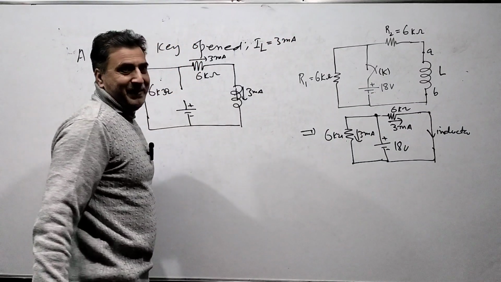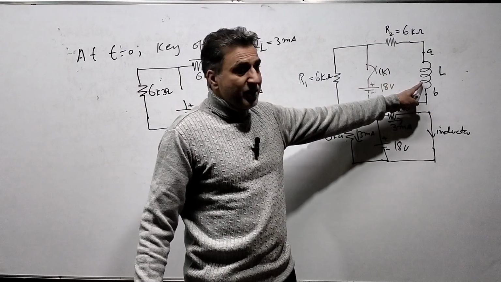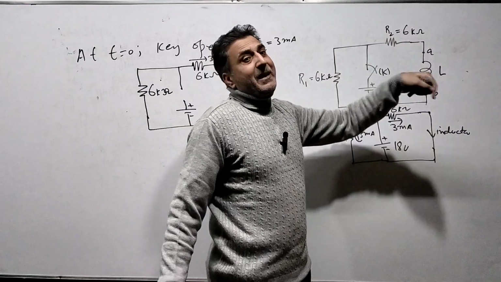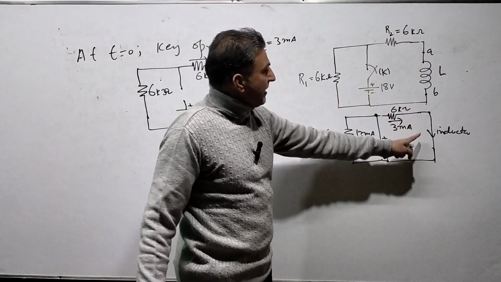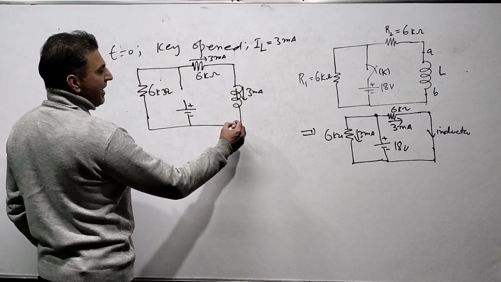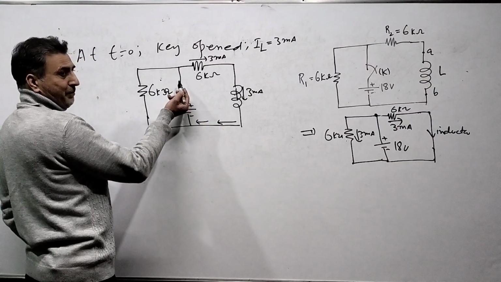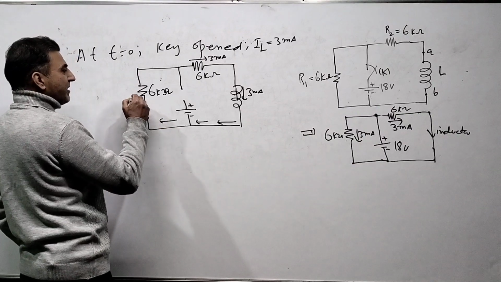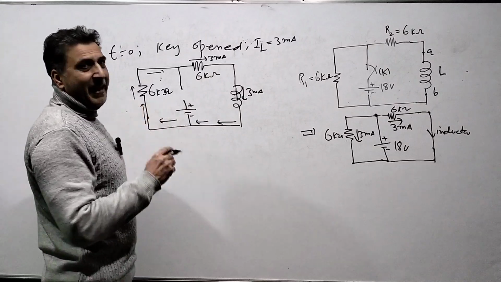It will not die down, because the moment current tends to die down, there is a change in flux, and that change in flux will try to keep the current constant. So at t is equal to 0, the current through the inductor is 3 milliamperes, and this current will find its way. It will not pass through what? Through the battery. Instead, it will pass through this 6 ohm resistor and will complete the circuit like this. At t is equal to 0.